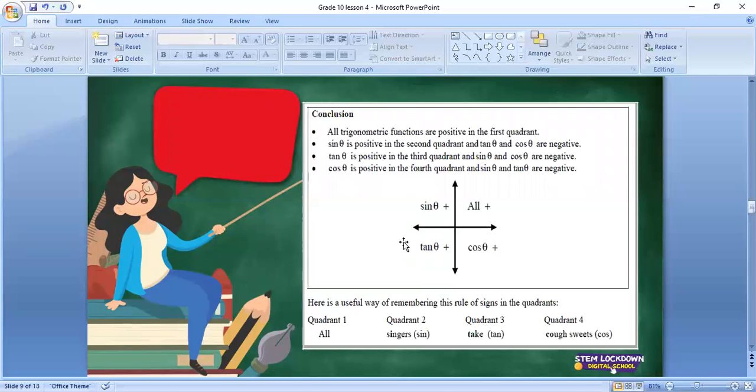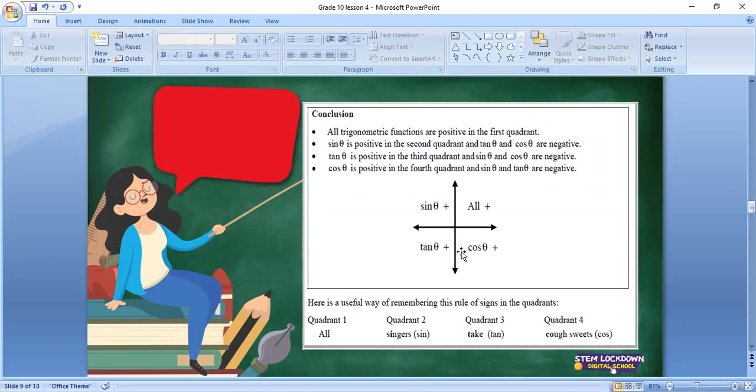If you have an angle between 180 and 270, only the tan of it will be positive. The others have to be negative. So not to forget, just use this: all singers take curve suite. Okay, right. So that's the concept of quadrant.